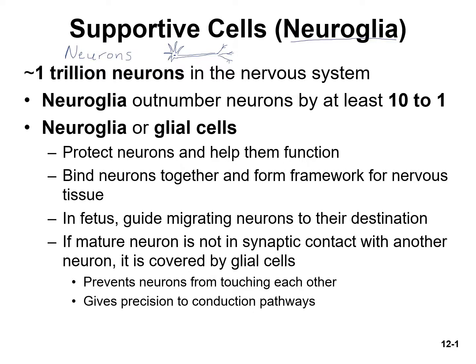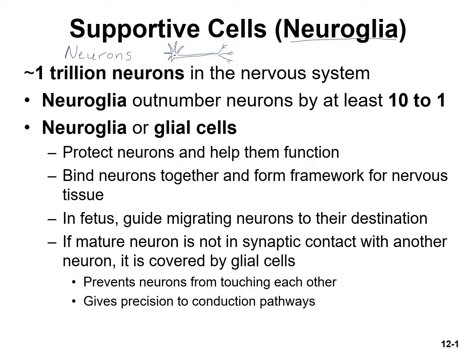So the neurons themselves, there's about 1 trillion of them in a typical human nervous system. Neuroglia actually outnumber neurons by at least 10 to 1. So you get a sense of just how numerous these little cells are. They're typically much smaller than neurons. There's 2 different terms that you can use here, neuroglia or glial cells. Lots of different functions here. They help protect neurons, help them function in a very broad sense.